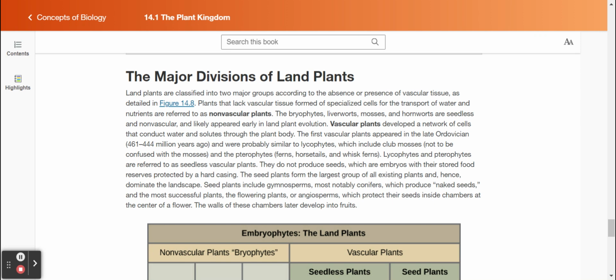They do not produce seeds, which are embryos with their stored food reserves protected by a hard casing. The seed plants form the largest group of all existing plants and hence dominate the landscape. Seed plants include gymnosperms, most notably conifers, which produce naked seeds, and the most successful plants, the flowering plants or angiosperms, which protect their seeds inside chambers at the center of a flower. The walls of these chambers later developed into fruits.